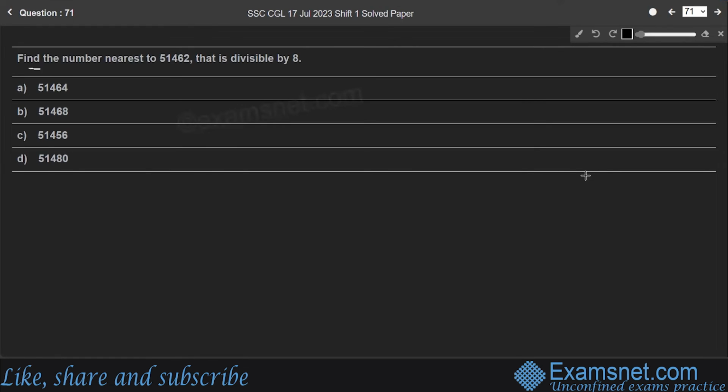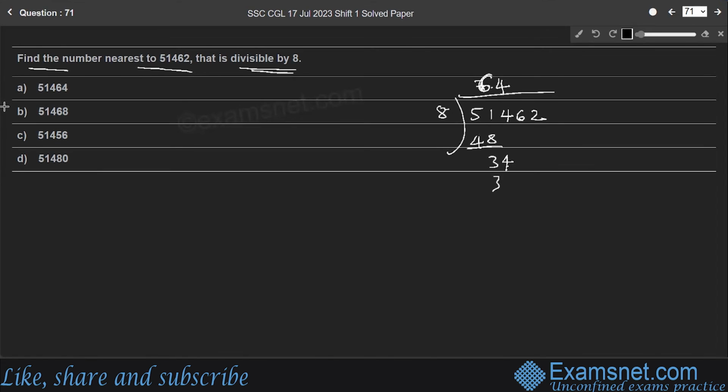Question 71. Find the number nearest to 51,462 that is divisible by 8. So for that, let us consider the simple division. 51,462, division of this number by 8. Right? So 8 into 7, 8 into 6 we'll try. 48. 3 is the remainder.